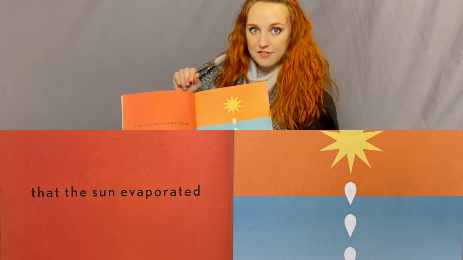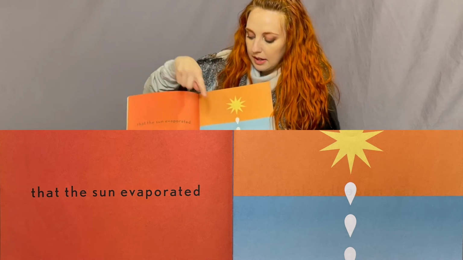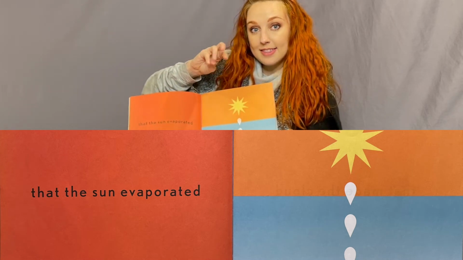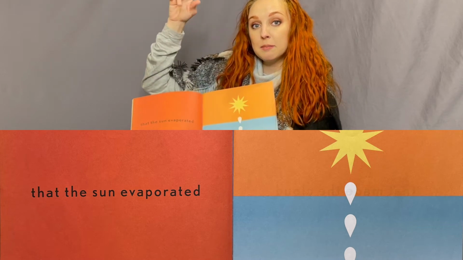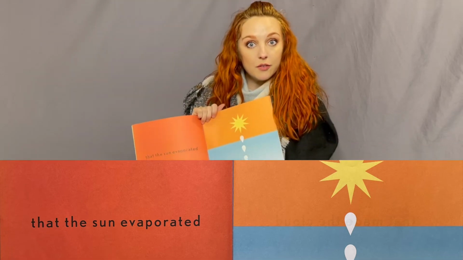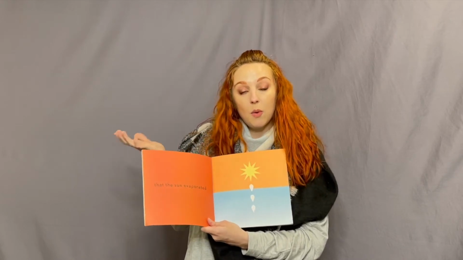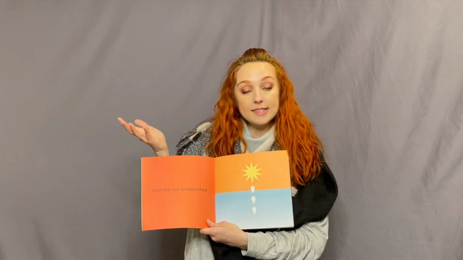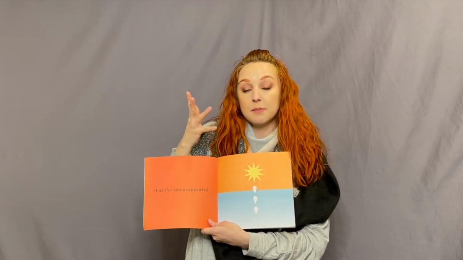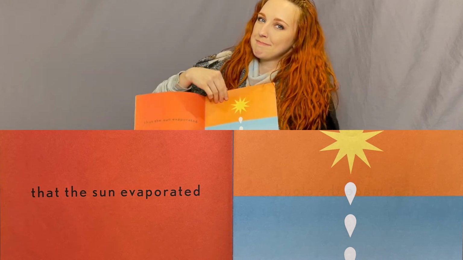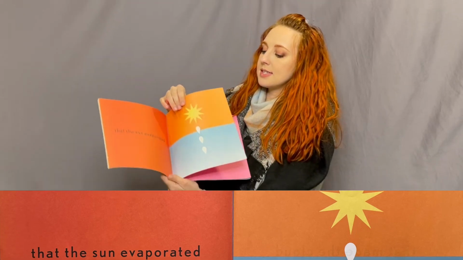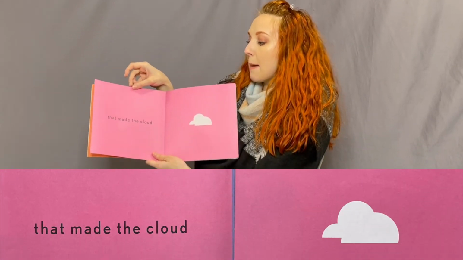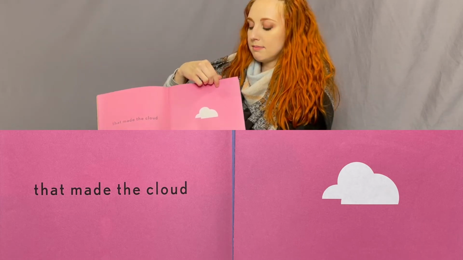That the sun evaporated. It means it turned the water into the steam. It evaporated into the air. Have you ever thought about why rain doesn't just stay on the cars all wet? What happens? The sun dries it so that water doesn't just disappear. It evaporates into the air. It does seem like it disappears though, doesn't it? It evaporates. It turns to steam. That made the cloud. Oh, so that's how it works.